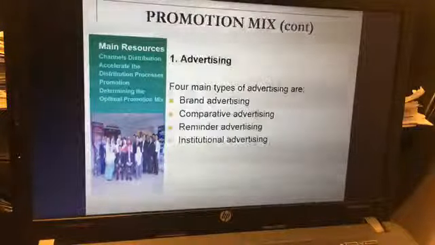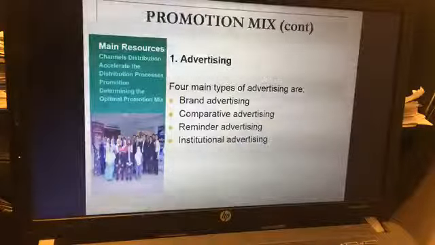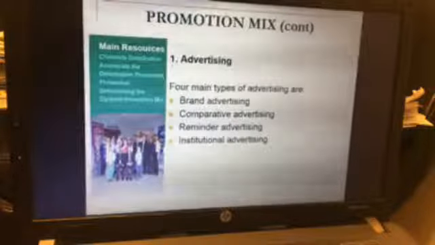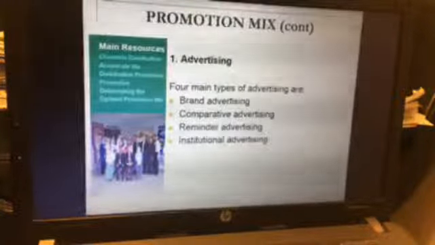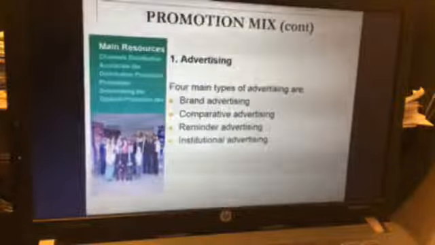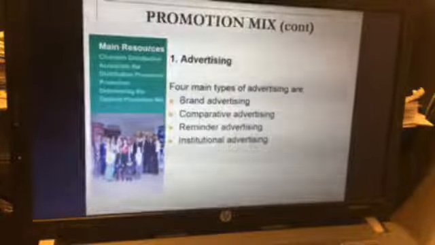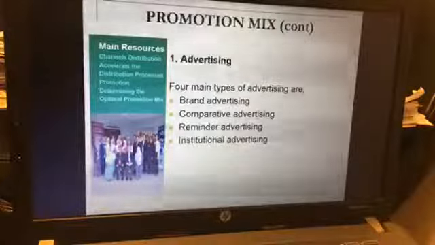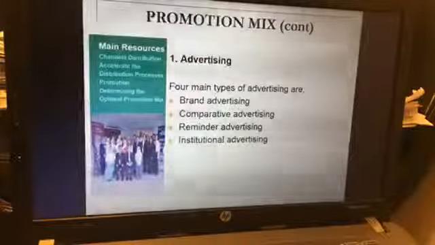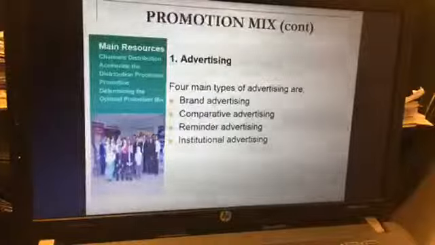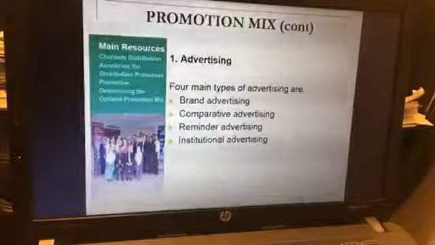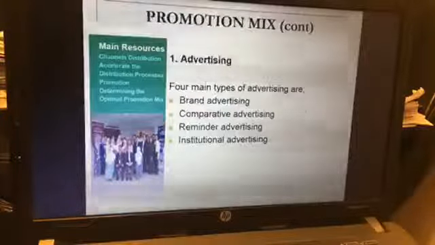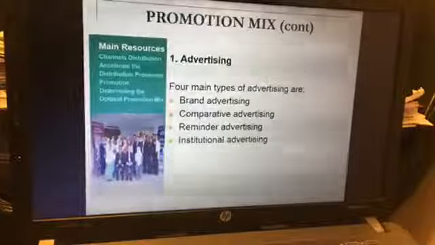For advertising, there are 4 main types: brand advertising, comparative advertising, reminder advertising, and institutional advertising. For brand advertising, essentially you are establishing your brand in the market. You want your brand to be well known, so this is more towards consumer awareness of your brand. If your advertising is good, your brand can be established in the market, and people will know about the product that you're selling, the brand that you have.